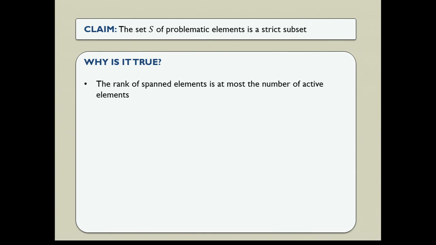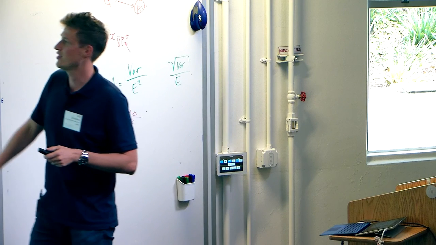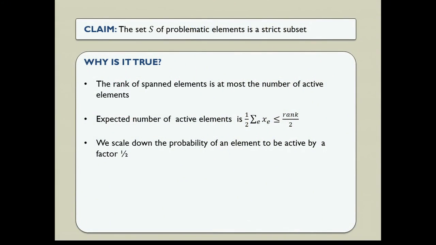Well, this is intuition: the rank of the spanned elements is at most the number of active elements. The expected number of active elements is 1/2 times the sum of x_e, which is at most rank over 2. Here I pretend that an element is active with only probability x_e over 2, so I scale it down by a factor of 2. So the expected number of active elements is at most rank over 2. But if I only span rank over 2 of the matroid, there must be some elements outside that are not spanned. That's the informal argument.